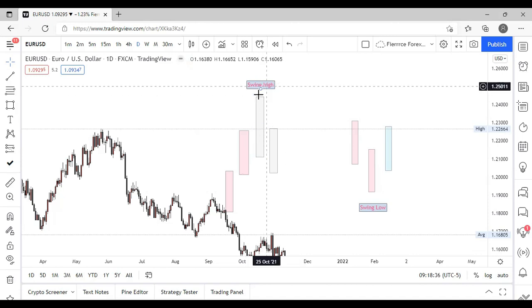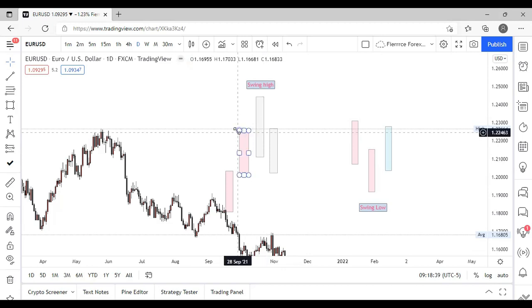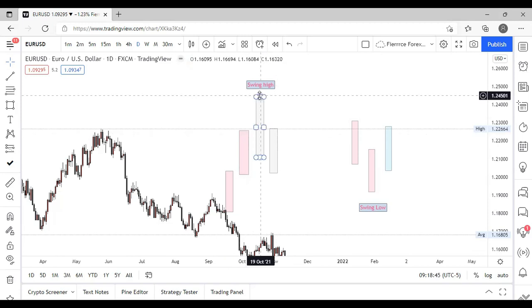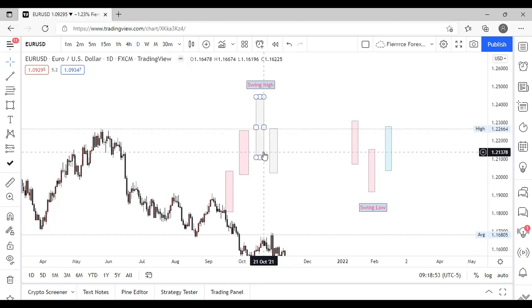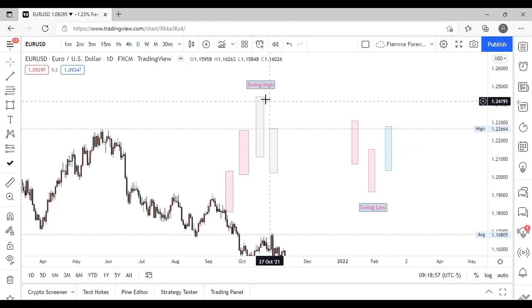Why is it a swing high? Because the close and the open of these candles are lower than this one here. There's one candle on the left and one candle on the right that are lower than the middle candle. So that's the swing high.